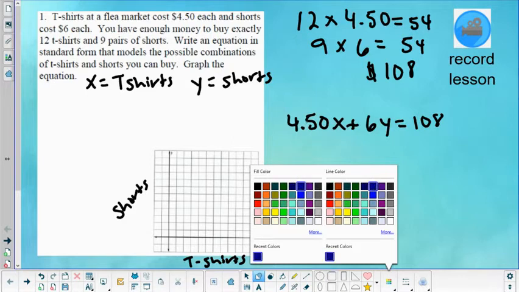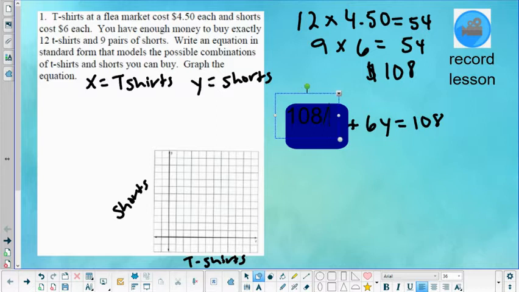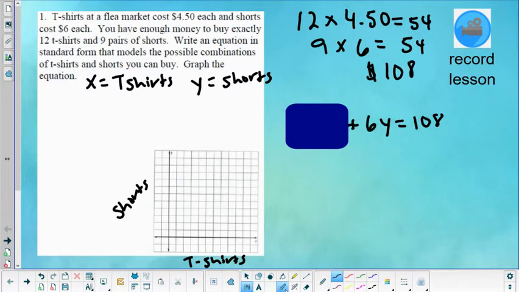All right, so I'm going to use that cover-up method where we take our box and let's just make them blue. And first I'm going to cover up my x value. And so I have 6y equals 108. So if I take 108 and I divide it by 6, 108 divided by 6, we get 18. So that means when my x value is 0, my y value is 18. So I can write that as an ordered pair.